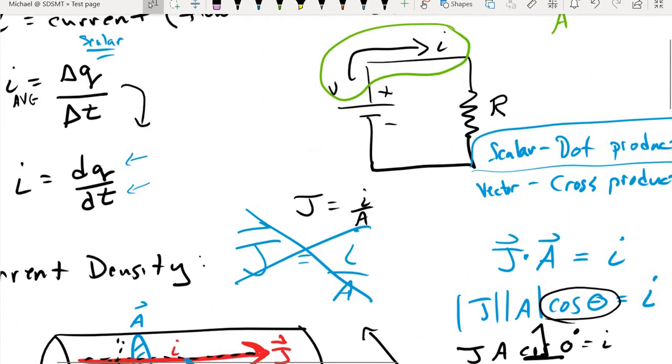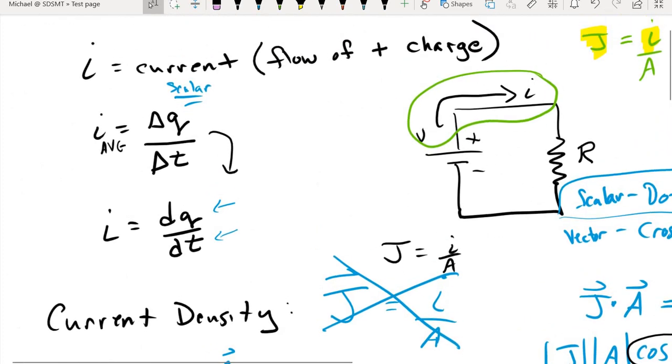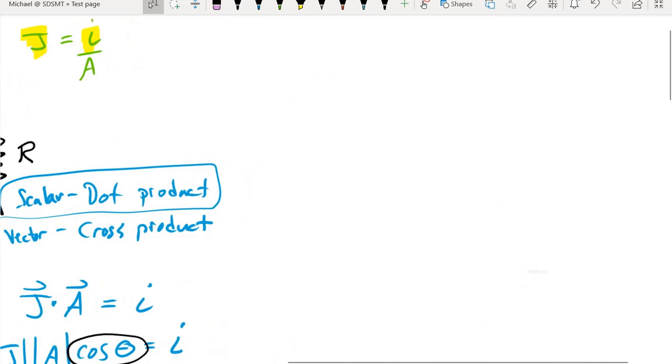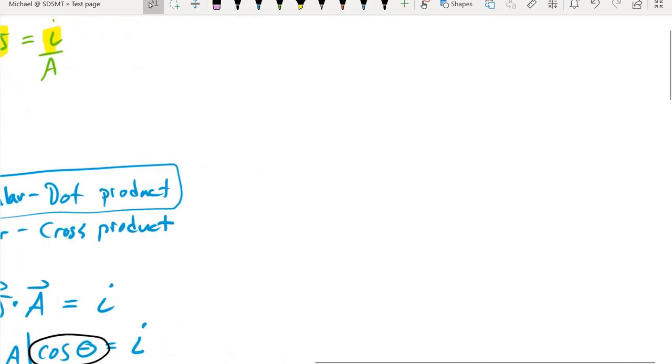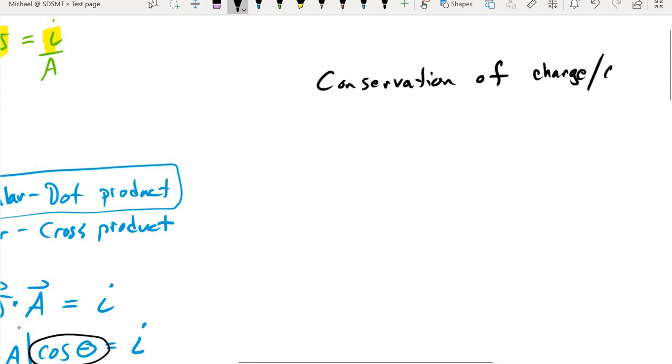And then we had our definition of current and current density. So one last thing that I'll add to this discussion is the idea of conservation of charge/current.